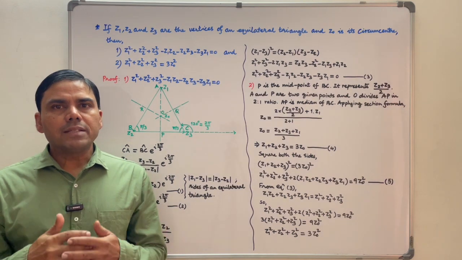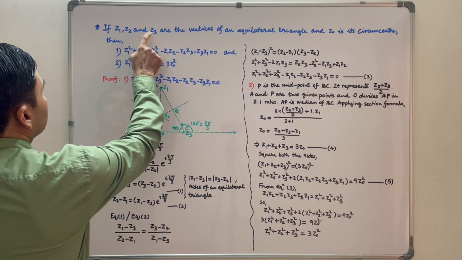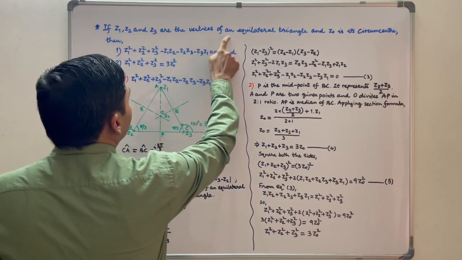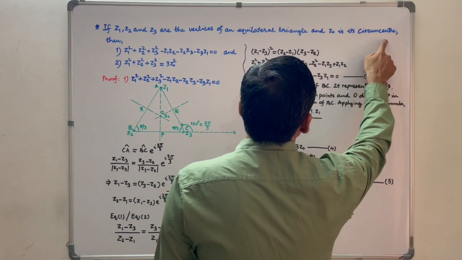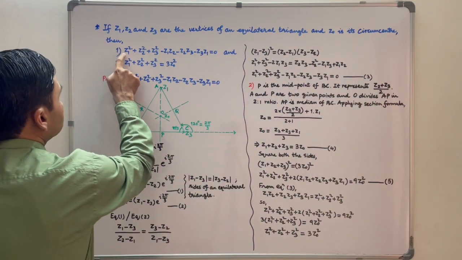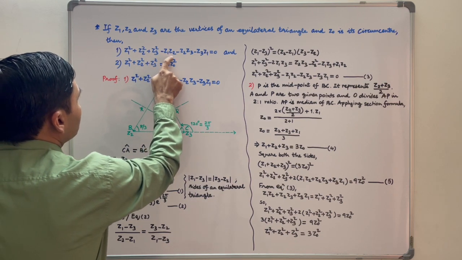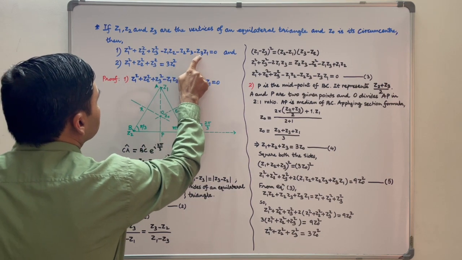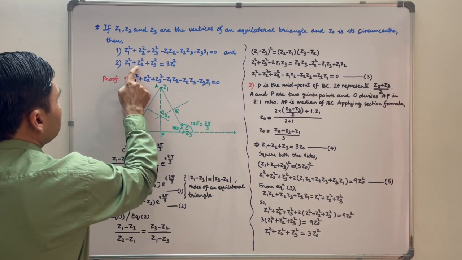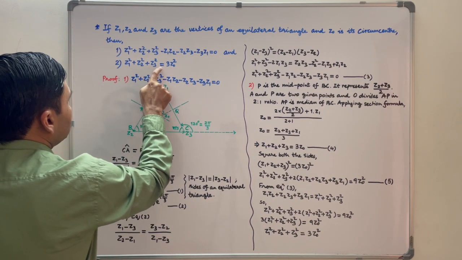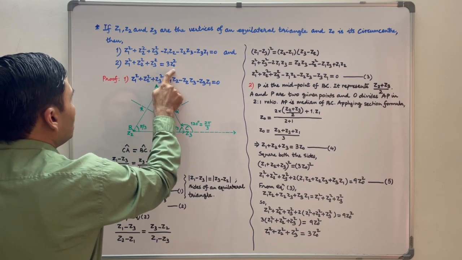Now let us see complex numbers in an equilateral triangle. If z1, z2 and z3 are the vertices of an equilateral triangle and z0 is its circumcenter, then z1 square plus z2 square plus z3 square minus z1 z2 minus z2 z3 minus z3 z1 is equal to 0, and z1 square plus z2 square plus z3 square is equal to 3 z0 square. We will see their proof.